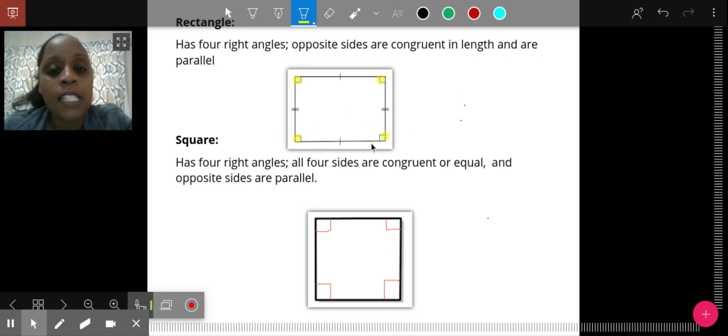Not only does it have 4 right angles, but opposite sides are congruent. You're going to hear that word congruent on and off. Congruent means equal. Okay, so opposite sides are equal. So similar to the other slide where if I said this side was 4, that would mean this side is also 4. If I said this side was 8, this side would also be 8.